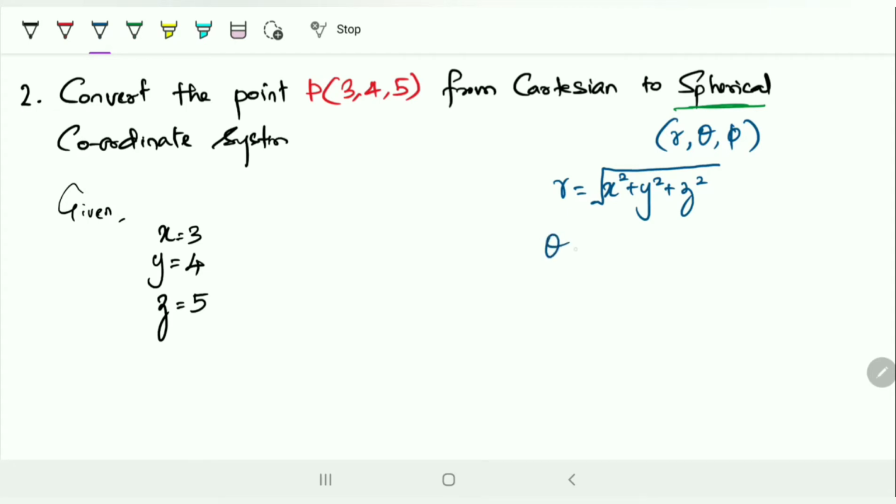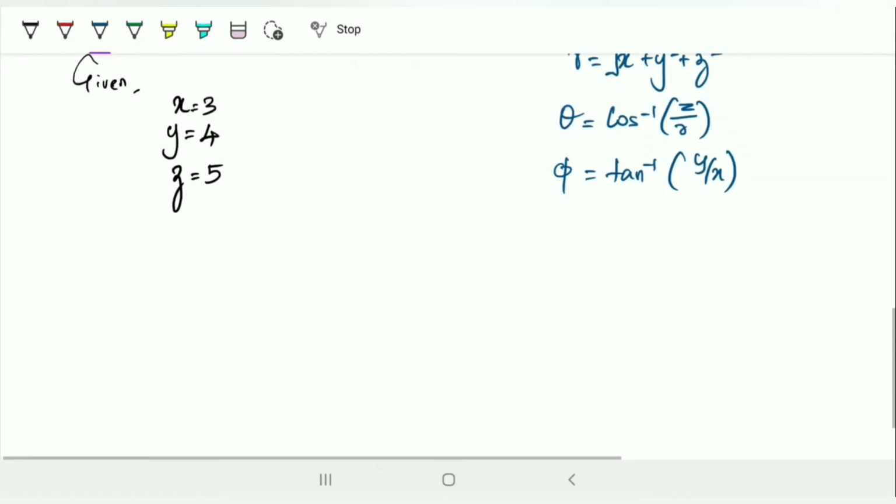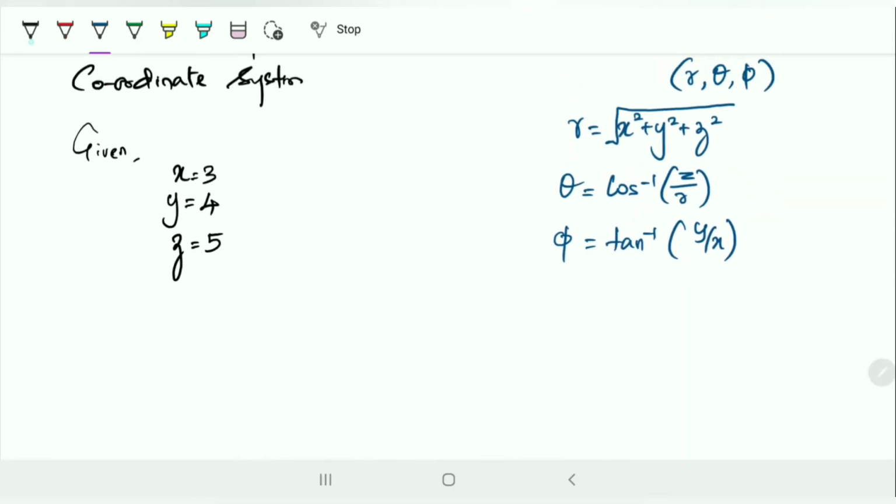Then theta. Theta is given as cos inverse of z by r, and then phi is equal to tan inverse y by x, which is the same as in the last problem. So now we are very clear about what is given and what we are going to find. Let us now substitute these values here. So our solution starts like this.